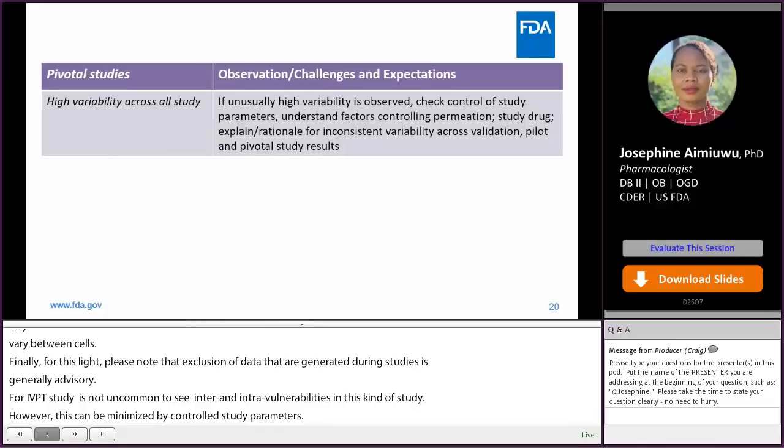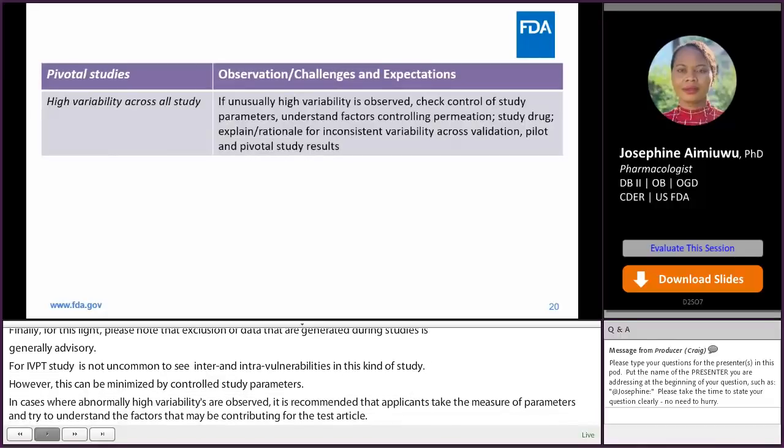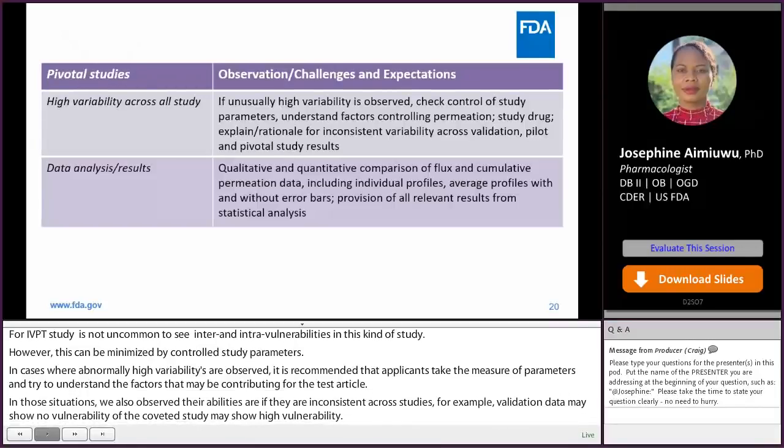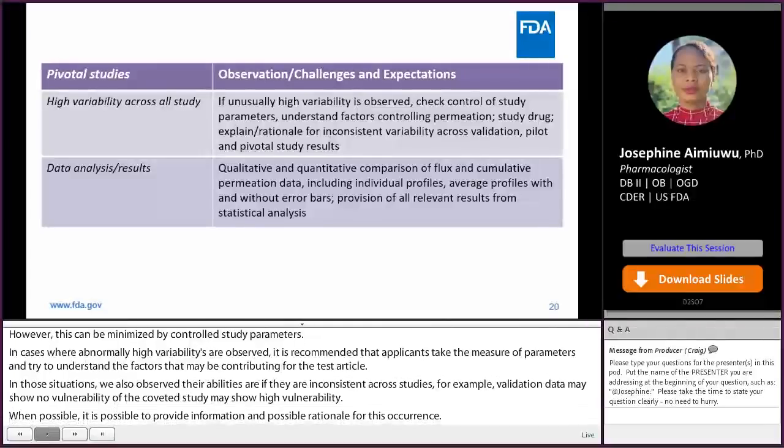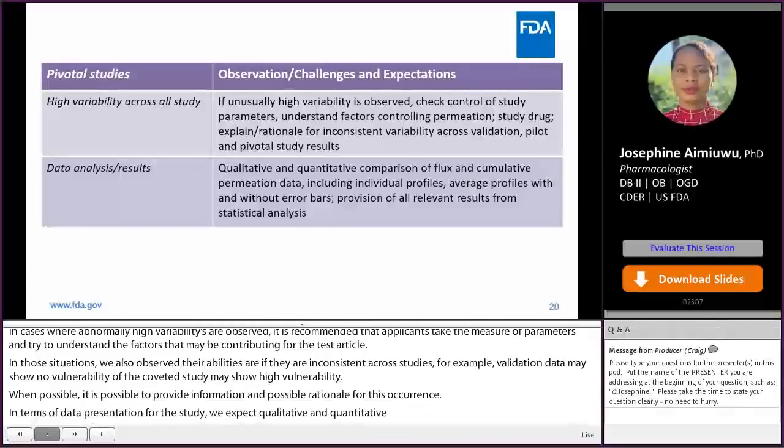In other situations, we also observe that the variabilities are inconsistent across studies. For example, validation data may show low variability, while the pivotal study shows high variability. When this occurs, it is helpful to provide the FDA with detailed explanations and possible rationale for this occurrence. In terms of data presentation for the pivotal study, we expect the qualitative and quantitative comparison of flux and cumulative permeation data to be submitted. This should include, for example, individual profiles and average profiles with and without error bars.